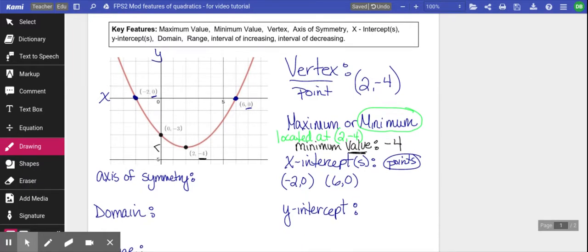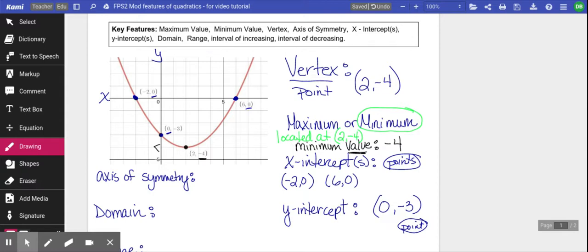Similarly, the y-intercept is when our graph crosses the y-axis. This is going to occur right here. It is when the x value is 0. So on our graph, our y-intercept is 0, -3. Again, emphasizing that the y-intercept should be a point or an ordered pair.